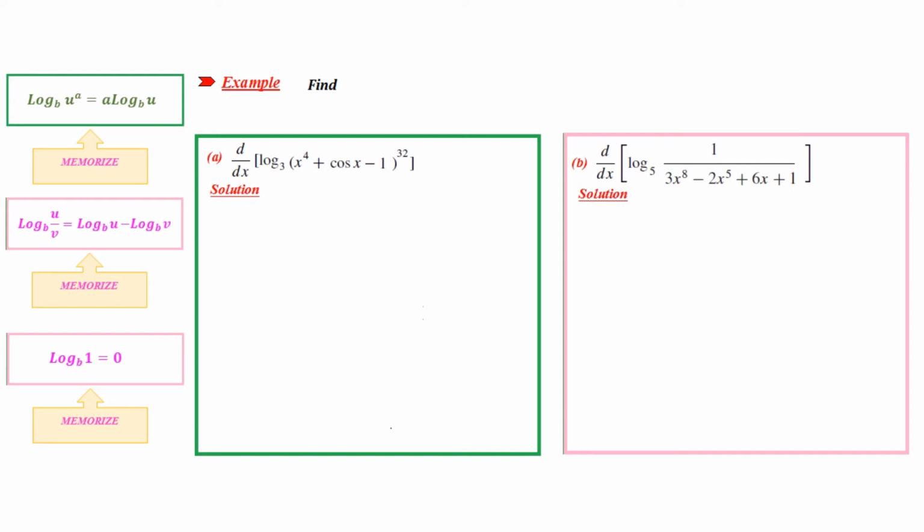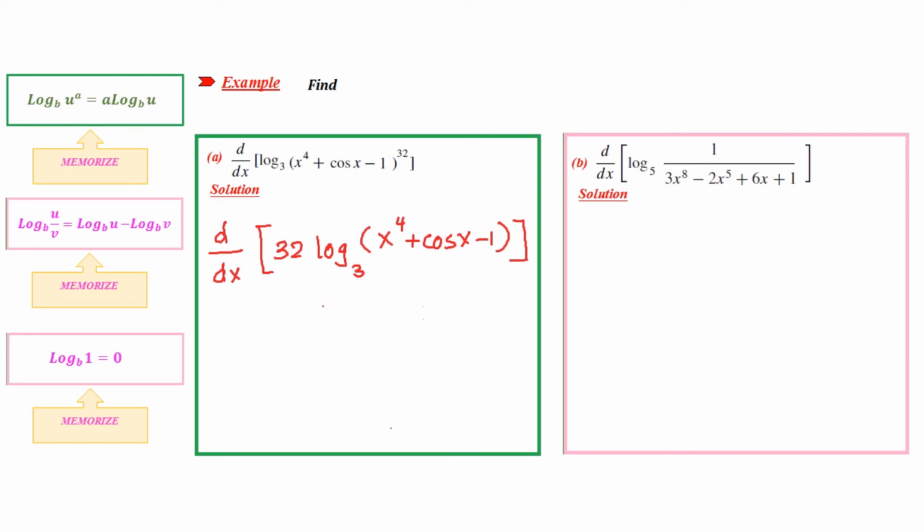For the first part, you have to find the derivative of this logarithmic function. Inside the function, we have a power, and one of the properties of logarithms is that you put the power out of the logarithm. So you have to find the derivative of, we can simplify it by putting 32 out of the log as a multiplier. So 32 multiplied by log of (x to the power 4 plus cosine x minus 1) to the base 3.